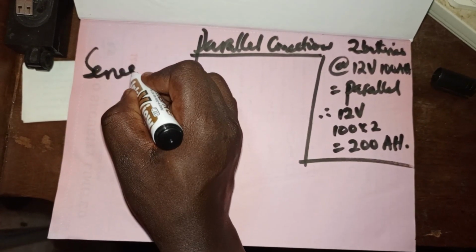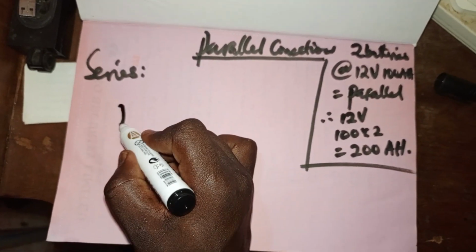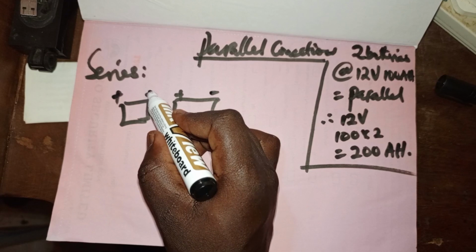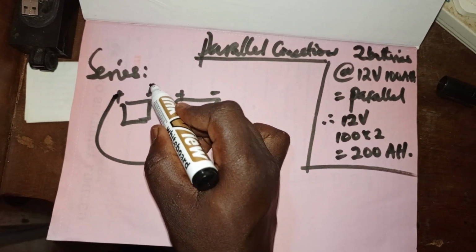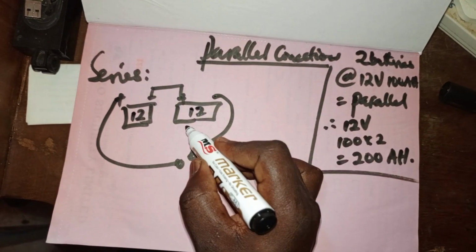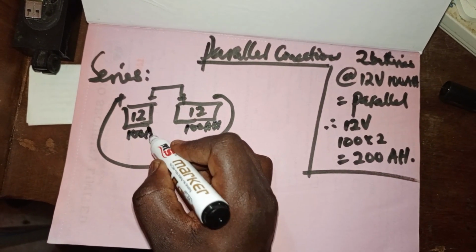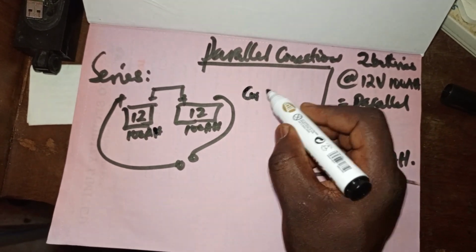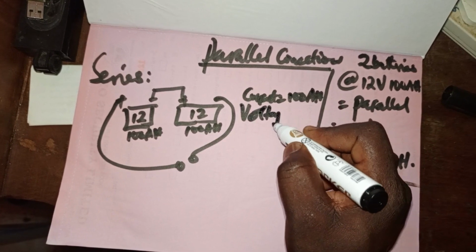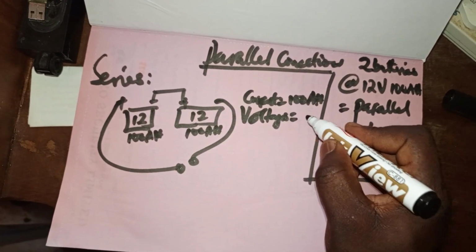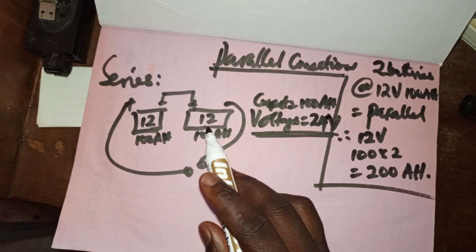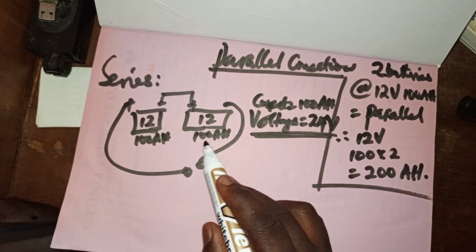Now what if we connect in series? Now these are the two batteries, positive, negative, positive, negative. Series connection means we get this positive, this negative, and this one connects there. So each is 12 volts at 100 amps hour. The current will be 100 amps hour, but the voltage is going to be doubled because they're in series. So it's going to be 24 volts. That is the first thing you need to know: when we connect in series, the voltage increases, but the current rating remains the same.